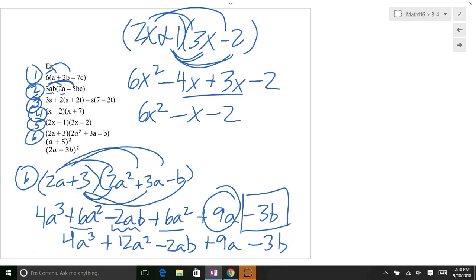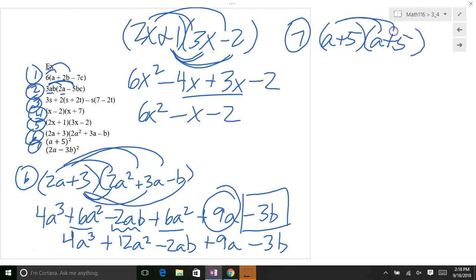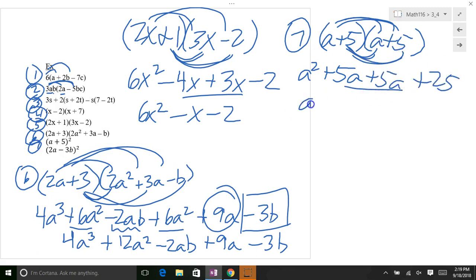So there's number 6. Number 7 there, we got a plus 5 quantity squared. So a plus 5 quantity squared means we got 2 of these, a plus 5. So you're just running the FOIL method again, distributive property. So we got a times a, a squared. We got a times the 5 there on the outside, 5a. Now the inner, 5 times a, 5a, and finally 5 times 5, we got the 25. Combine any like terms you got.